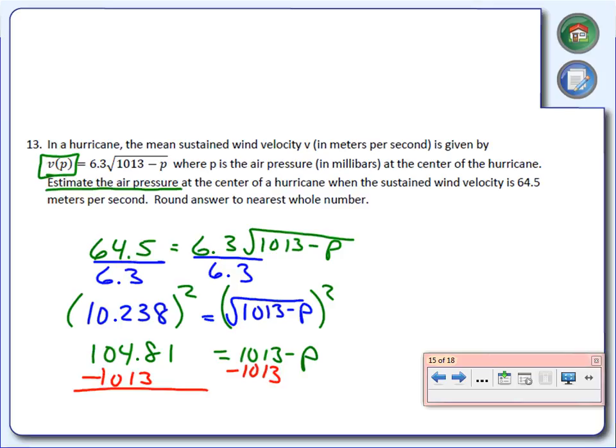So again, put that in your calculator. Well, no, because that 1013 is a positive, and the opposite of positive is negative. All right, so if we subtract that, we come out with something like negative 908.18, something like that.